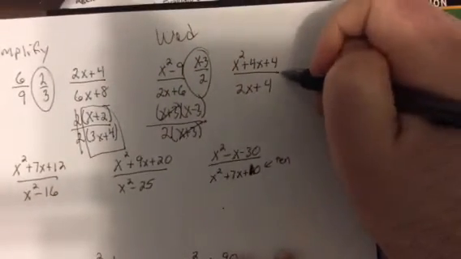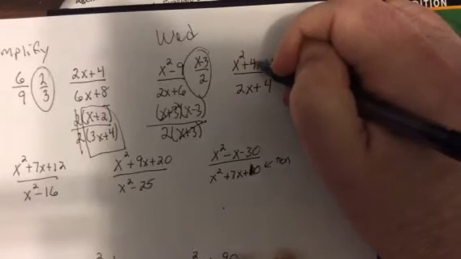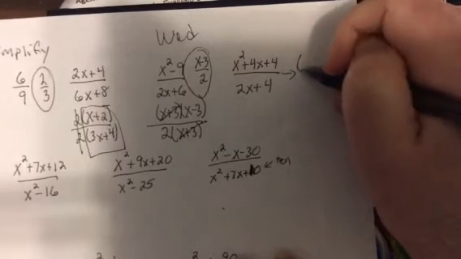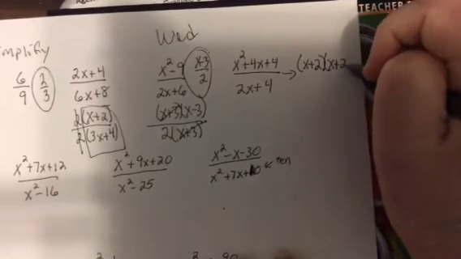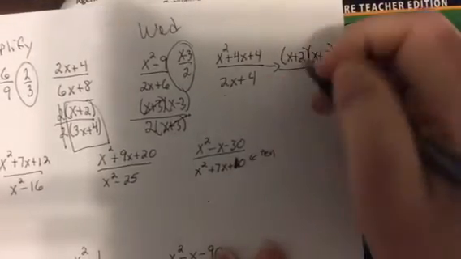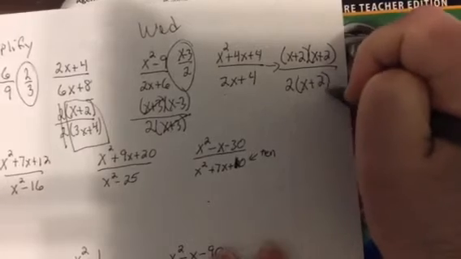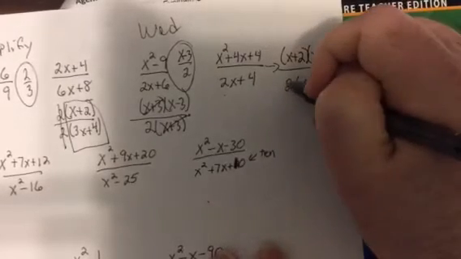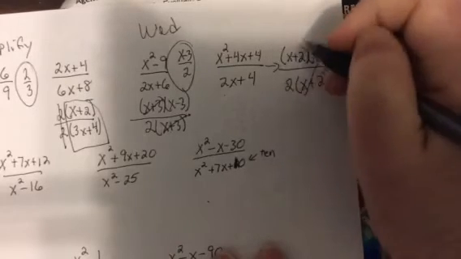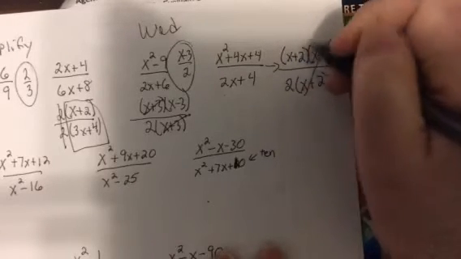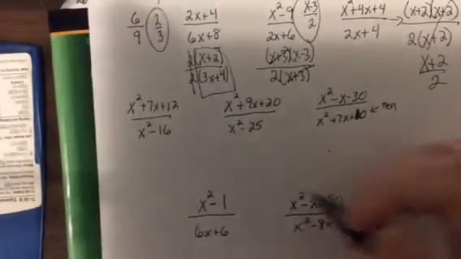Here, last term's plus. So what are the factors of 4 that add up to 4? Hopefully you know that's 2 and 2. So it'll be x plus 2, x plus 2. Here you factor out a 2. The x plus 2's cancel, bam. Now 2 doesn't cancel with 2. This 2 actually could cancel if there was another 2 on top, but x plus 2 cannot be canceled. So it'd be x plus 2 over 2.